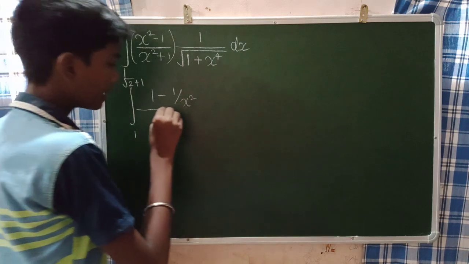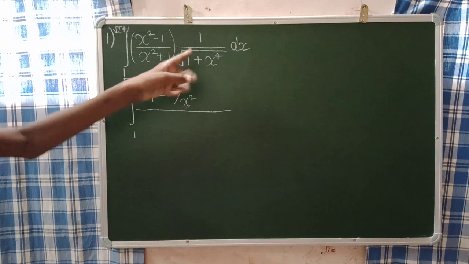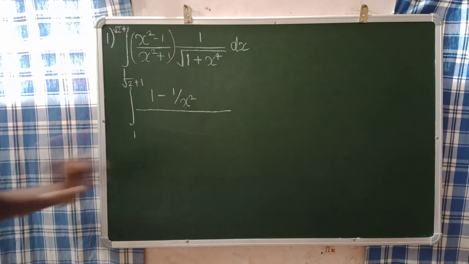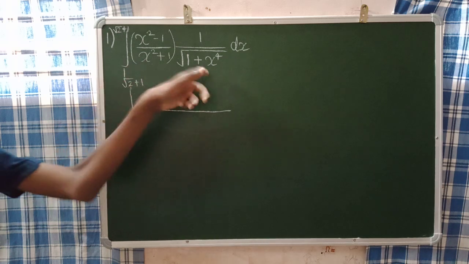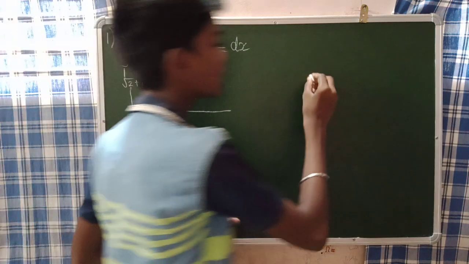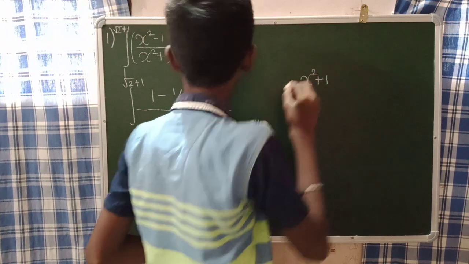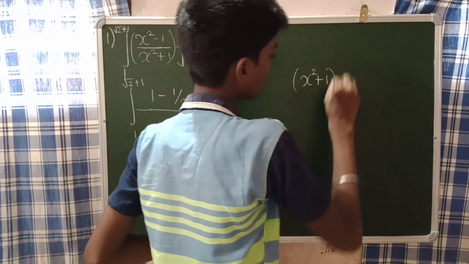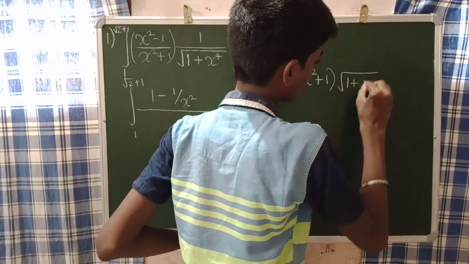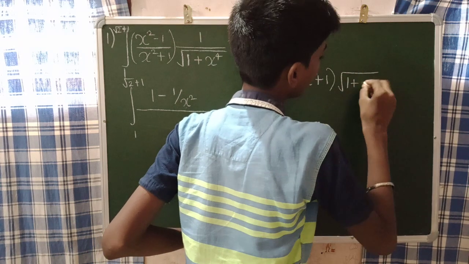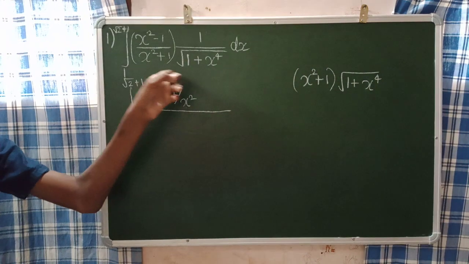Now, in the denominator what are we having? x square plus 1 into root of 1 plus x power 4 is the denominator. This is the denominator that we are having in the integral.